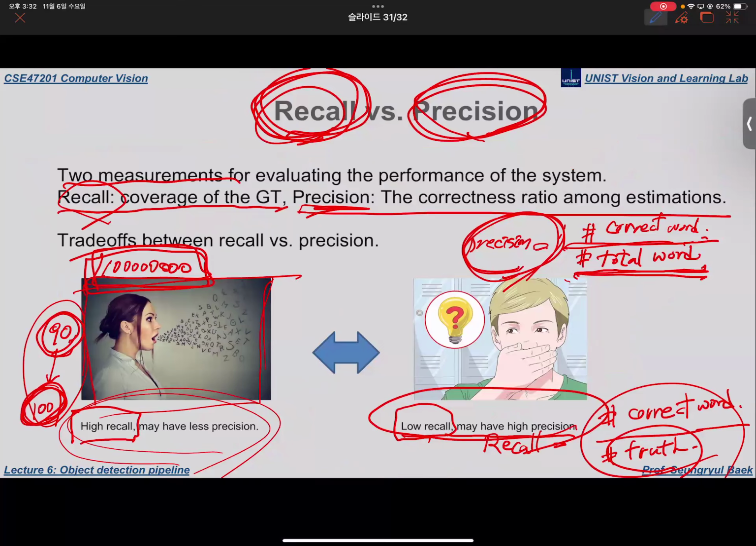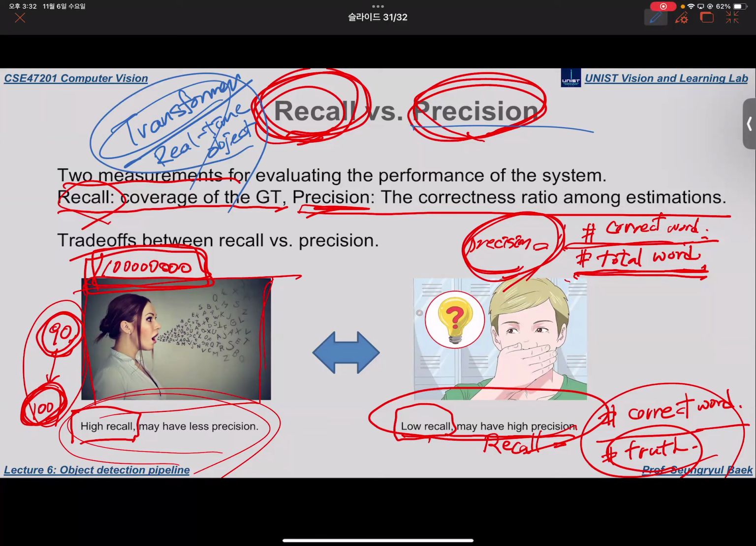So actually, this is the end of today's lecture. And maybe also next class, we will learn about the more recent object detection pipeline based on the transformer architecture. And after this, we will also learn about the real-time object detection algorithm, which is also YOLO. And also, we can transform the transformer architecture to have real-time speed. So we will learn about such techniques. Okay. Thank you, and see you next Monday.